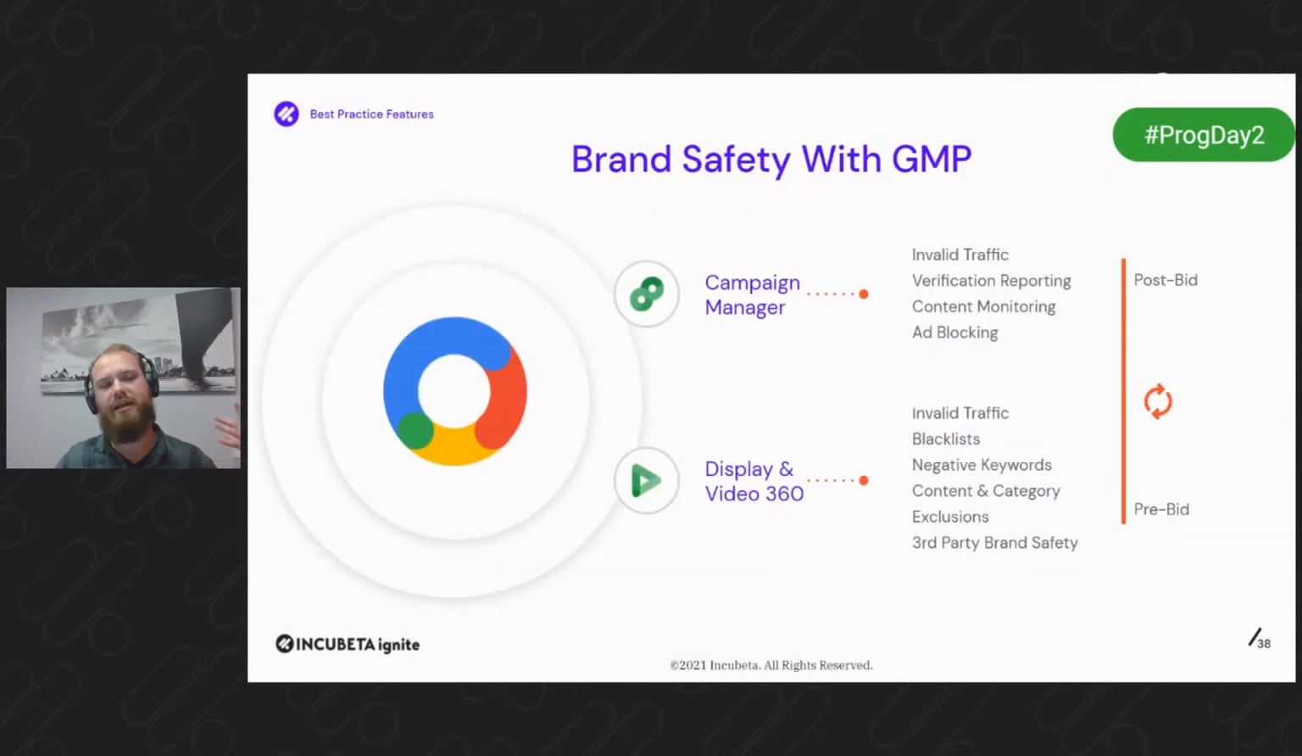So as I say, there is the Campaign Manager aspect and there is the DV360 aspect. The major difference between these two areas of brand safety is that your Campaign Manager is post-bid and your DV360 is pre-bid. What that really means is that before the bid is made, DV360 is establishing whether or not it should make that bid based on these factors: blacklists, negative keywords, excluded content and category, and third-party brand safety.